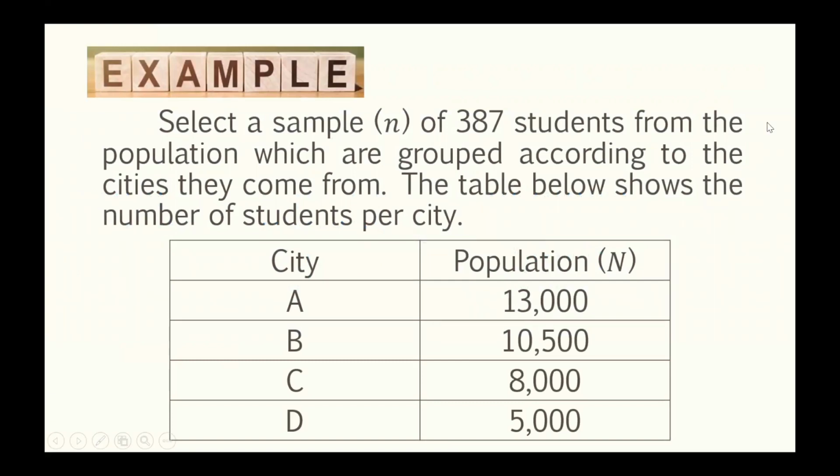To compute for the sample using stratified random sampling, we can have this problem. Select a sample n, the small letter n stands for sample size, of 387 students from a population which are grouped according to the cities they come from. The table below shows the number of students per city. There are 4 cities: A, B, C, and D. And the capital letter N is for the population size. For city A, we have 13,000. For city B, we have 10,500. For city C, there are 8,000. For city D, there are 5,000 students. Using stratified random sampling, we can compute for its sample of 387 students.